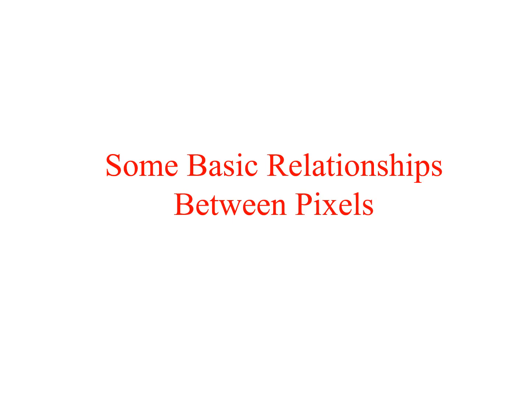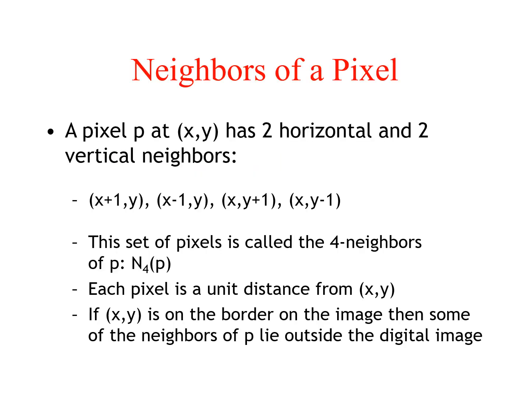So in this session, we will see some basic relationships between pixels. Neighbors of a pixel. Now, if this is a pixel P having coordinate values x comma y, this pixel P has two horizontal and two vertical neighbors. Yes or no? This is true?